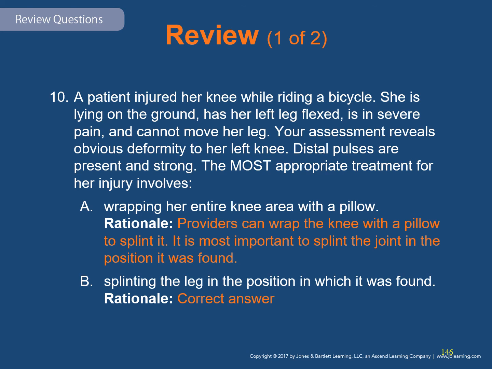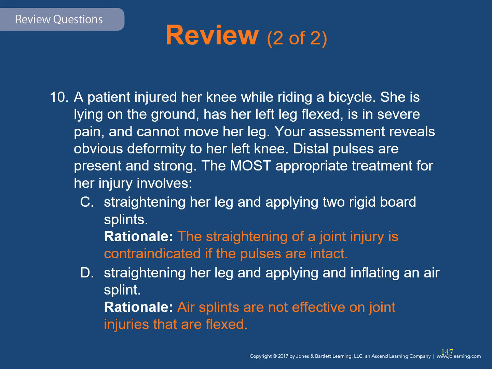A. Providers can wrap the knee with a pillow to splint it. It is most important to splint the joint in the position it was found. B is the correct answer. C. The straightening of the joint injury is contraindicated if the pulses are intact. D. Air splints are not effective on joint injuries that are flexed.